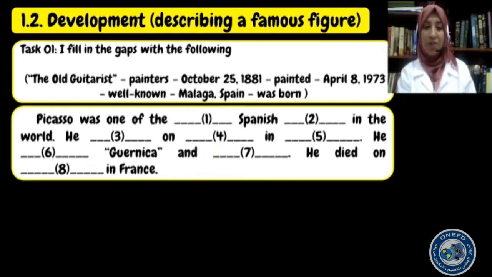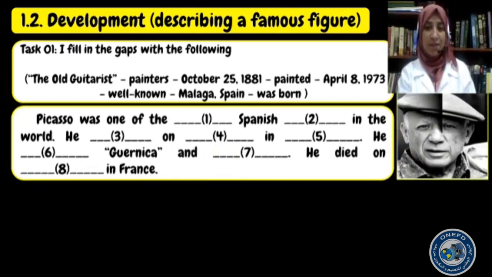Now here we have the paragraph is about the famous Picasso. Picasso was one of the Spanish in the world. He, on, in, he, Guernica, and he died on in France. So here we have gaps from 1 to 8, and we have 8 words to fill in these gaps. You have 2 minutes to do the task.